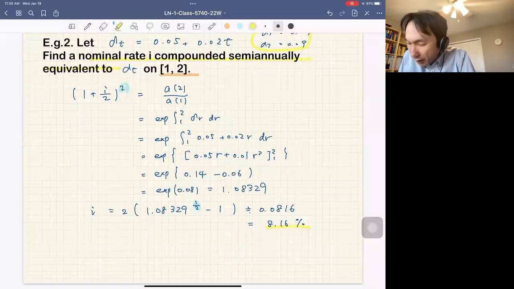If the interest is varying, then to consider equivalent rate, we have to specify the time period.